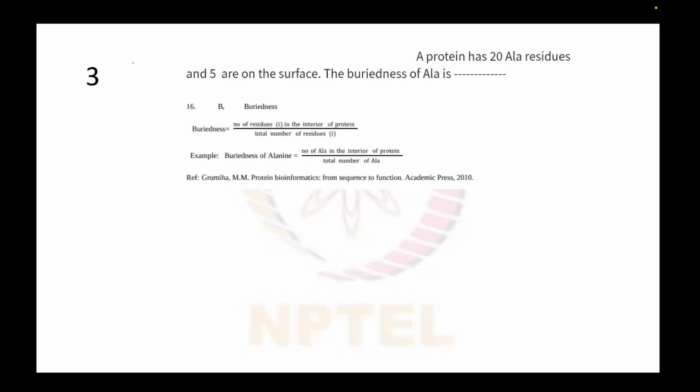The numerator is the number of alanines in the interior of the protein, but here I have mentioned that out of 20 alanine residues, 5 of them are on the surface. Then how many residues are available in the interior? Divide by the total number of alanines in the protein, that is 20, because I have given it.